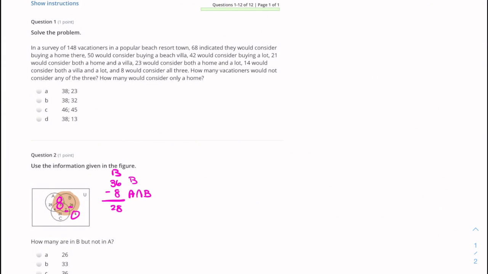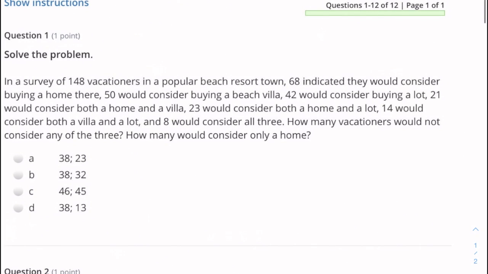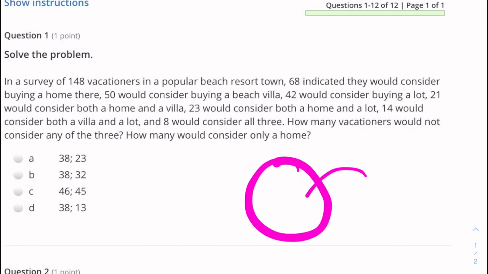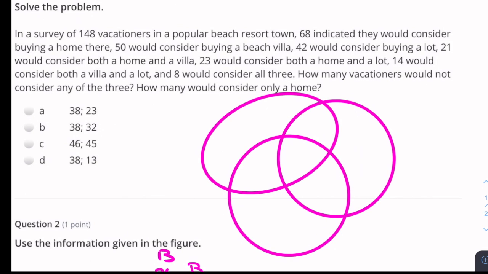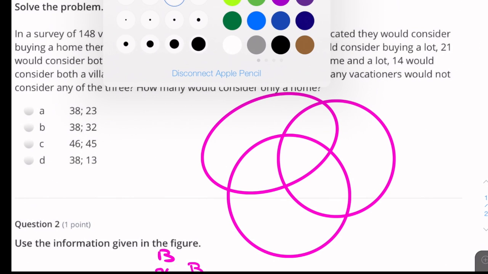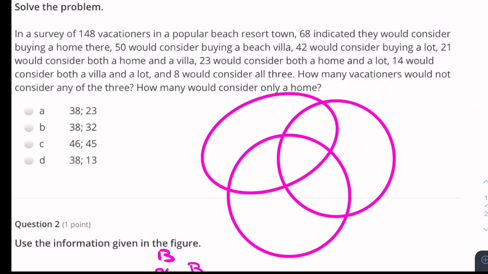So when it comes to this vacationer problem, what I want you to do is be able to draw 3 circles. The easiest way to think about this is we want to work in the most specific case first. So I'm going to say we have three places to resort. We have a home, we have a villa, and we have a lot. So those are our 3 cases. Start with the most detailed or shared version first, and then we can calculate everything else.